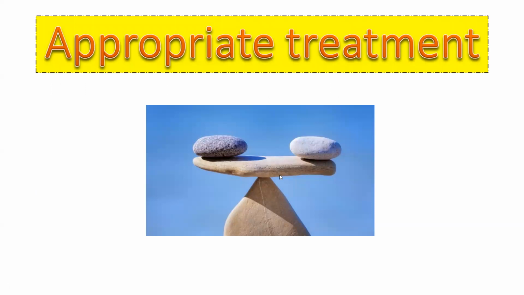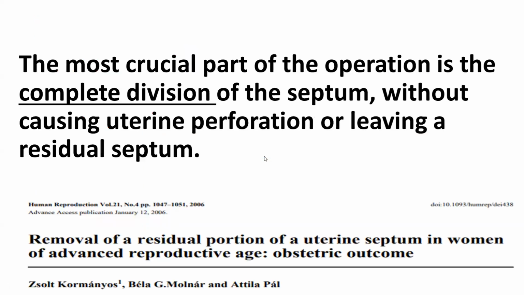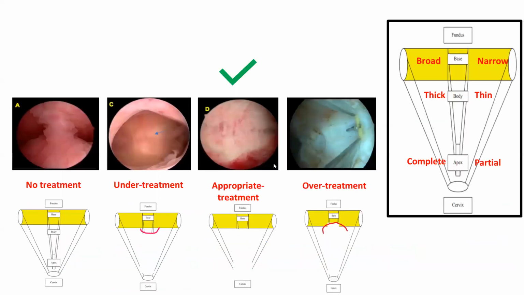The appropriate treatment is to do an operation by incision or division of this uterine septum without causing perforation of the uterus, without causing thinning of the myometrium, without causing residual septum, which means incomplete incision of the septum. This is the definition of appropriate treatment.